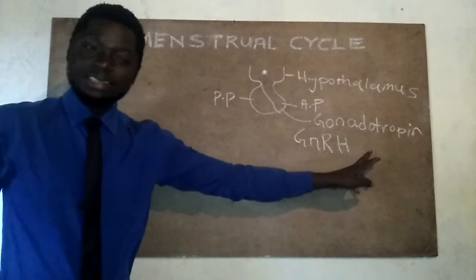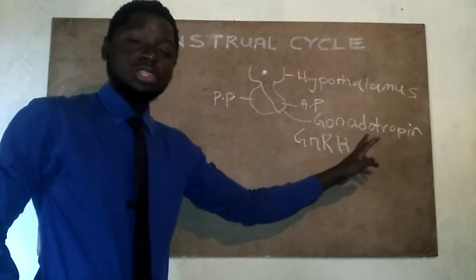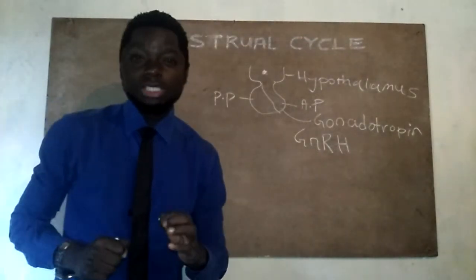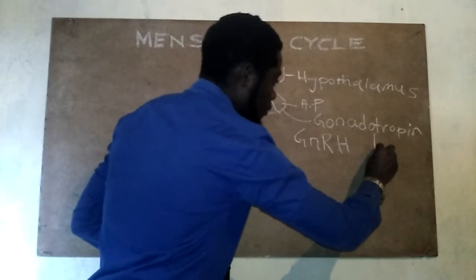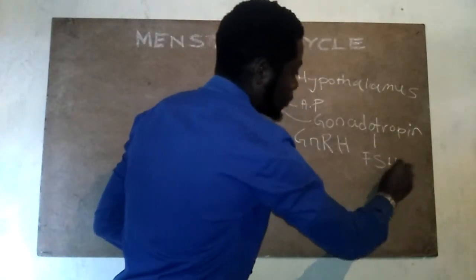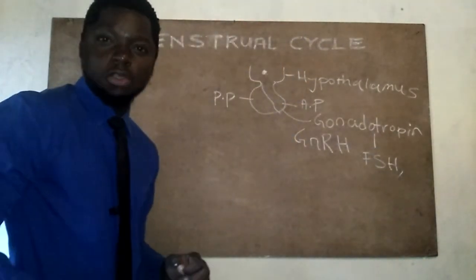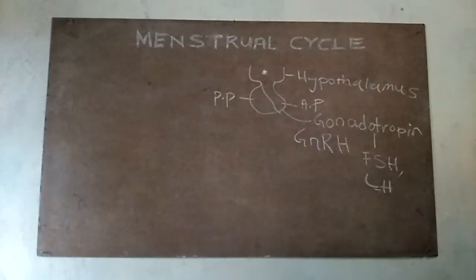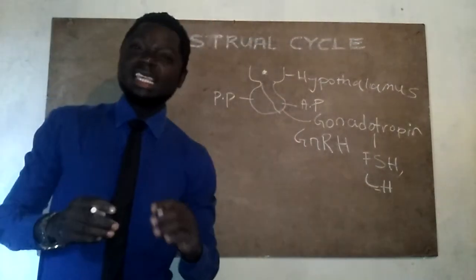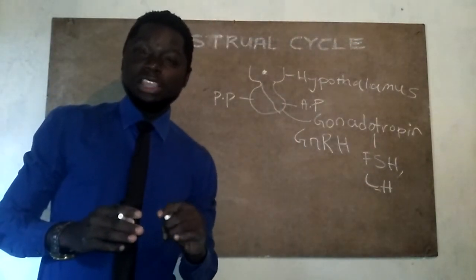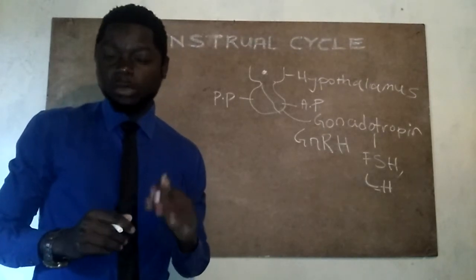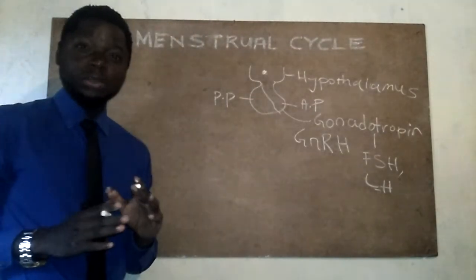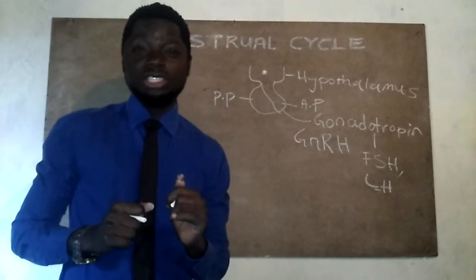These cells will be stimulated to start secreting what we call the follicle stimulating hormone, and the luteinizing hormone, the LH. And these are the hormones that regulate the menstrual cycle that we are about to talk about. To begin with, we are going to talk about the first stage of the menstrual cycle.